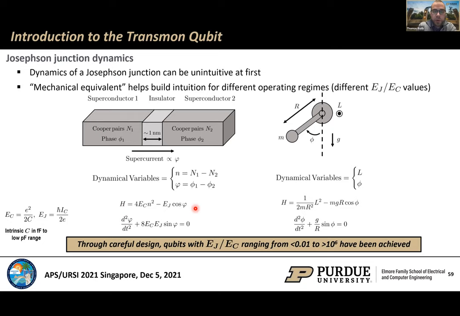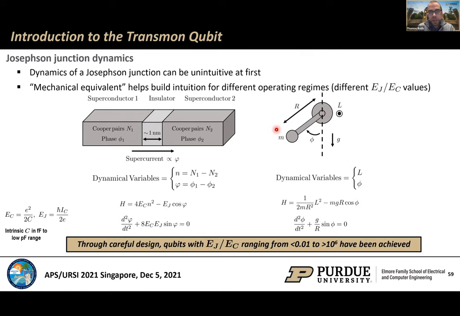We can go through some of those processes that Wang talked about earlier, using Hamilton's equations to derive the equations of motion for the system, consolidate them, and we get a simple differential equation for the phase of this Josephson junction. And we see that it lines up very well with the differential equation for the position of this mass. Again, EJ here is playing the role of G more or less, and EC is proportional to the inverse of the capacitance. So the capacitance of the junction is like the radius or the length of this rotor.